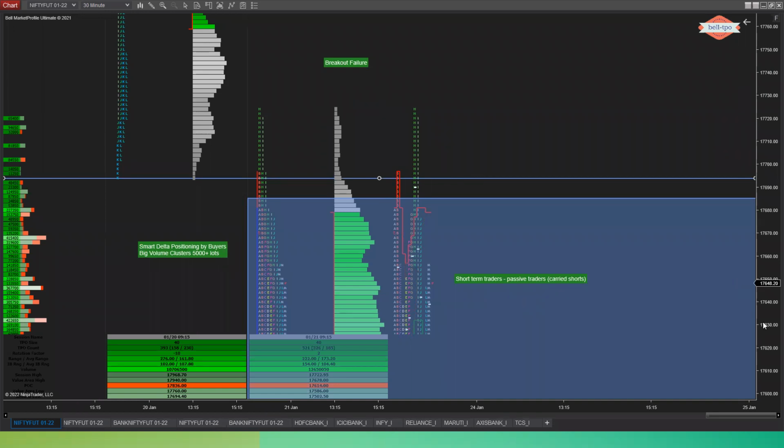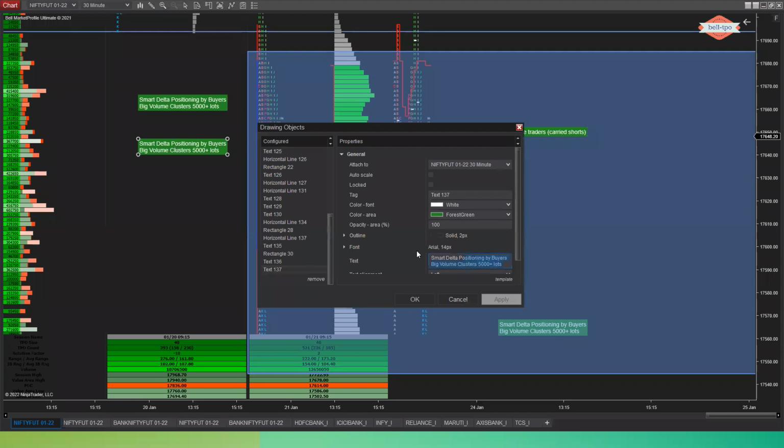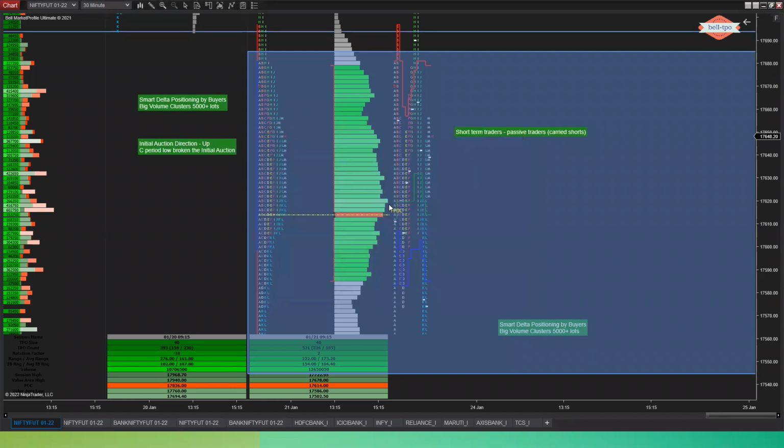C period low is breaking, the initial auction direction is up. So the initial auction direction on that particular day is up, right? And C period broke the initial auction. C period low broke the initial auction, and that is where the rotation is likely to happen.